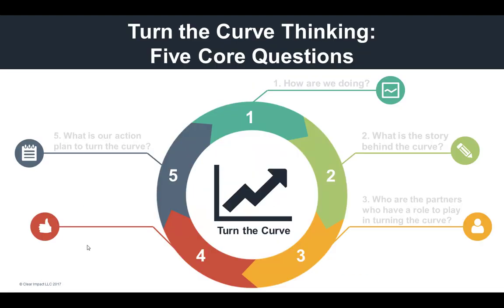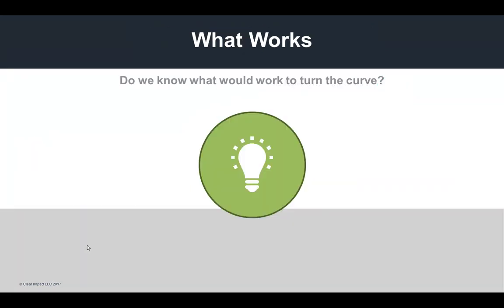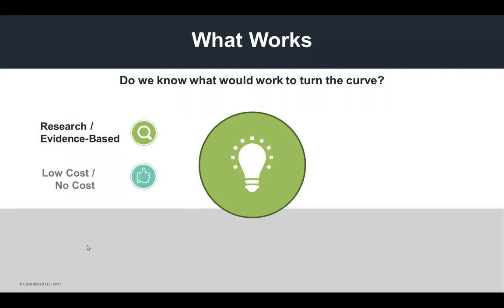Now let's talk about brainstorming the question of what will work to turn the curve. A reliable way to start answering this question is with relevant evidence-based information from research you or others have gathered. You should also look for low-cost or no-cost solutions that can be implemented. Sometimes these may actually address a root cause or help facilitate part of the solution.